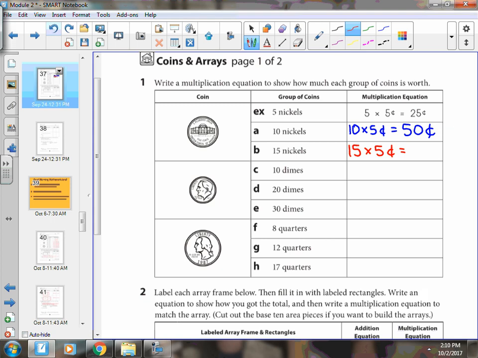You also could count by fives. 5, 10, 15, 20, 25, 30, 35, 40, 45, 50, 55, 60, 65, 70, 75. Count by fives 15 times.